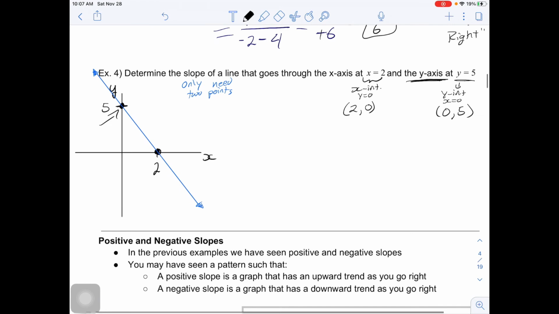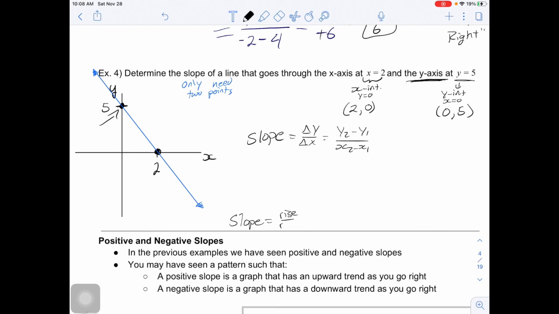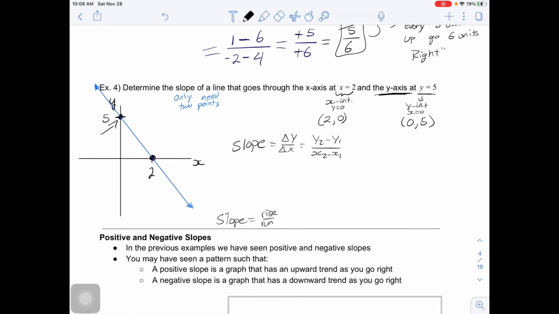But we want to actually determine what slope is. And now recognize you could do this 2 different ways. You could use your equation, change in y over change in x equals y2 minus y1 over x2 minus x1, or you could determine it using visuals, rise over run. Let's do both quickly here.